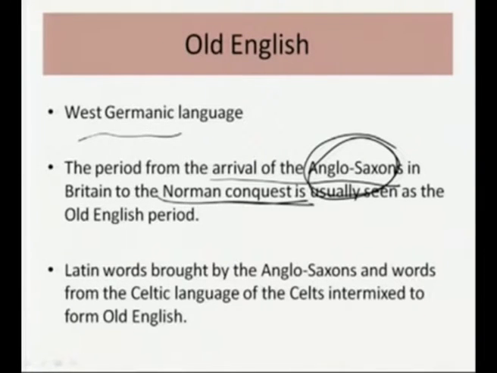So, what was the first kind of taxonomy we had used? We had used dates, okay. We had said that from the 5th century to the middle of the 12th century is designated the period of Old English, and now we look at the designation of the period from the point of view of 2 conquests, okay, 2 important conquests. So, the period from the arrival of the Anglo-Saxons to Britain to its conquest by the Normans, this period is known as Old English.